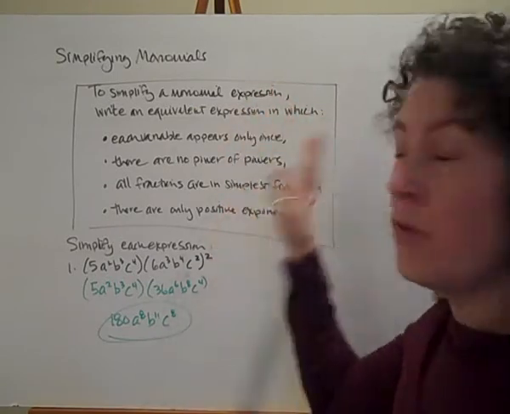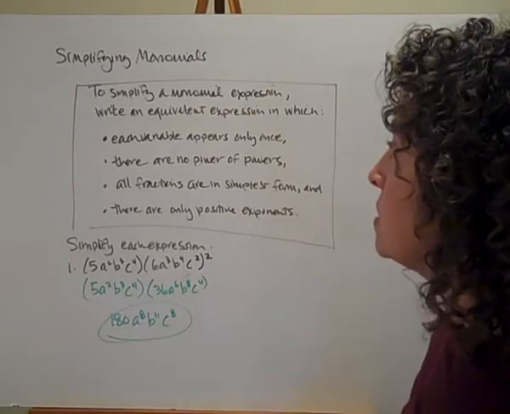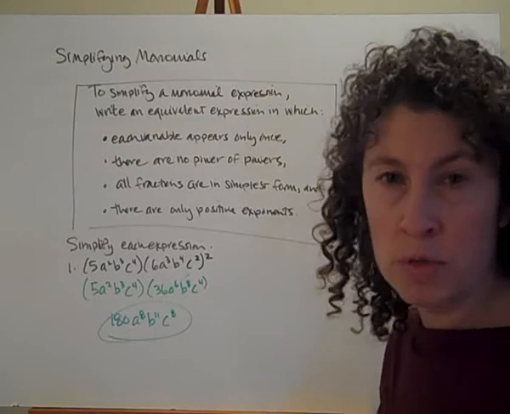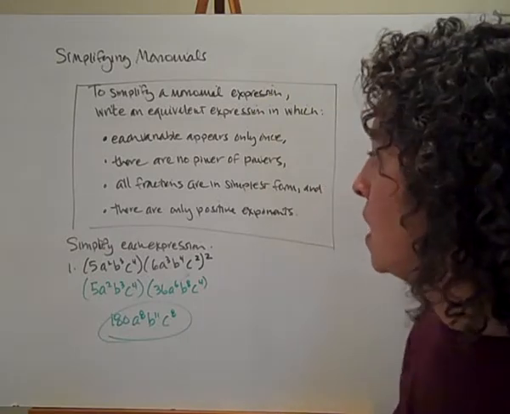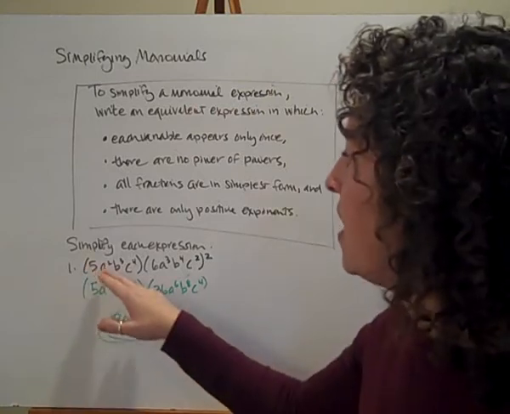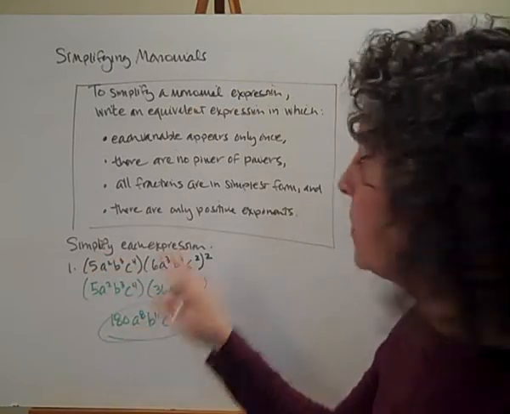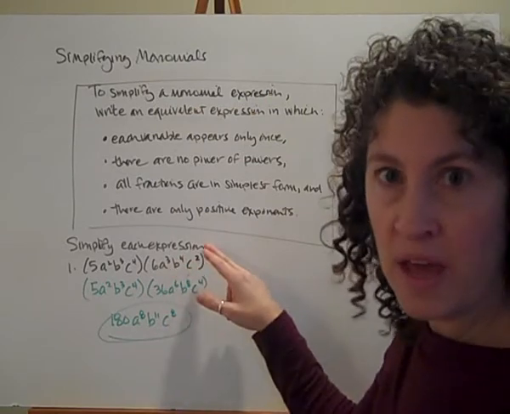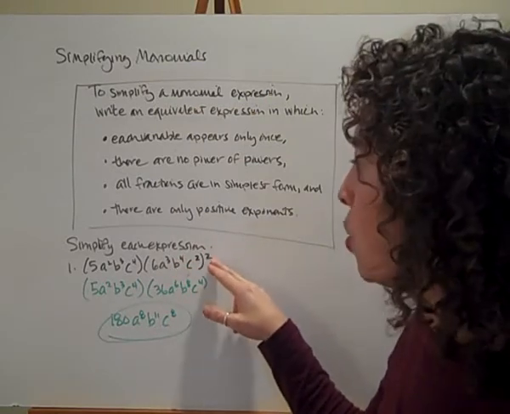So we've got our 4 rules here. Each variable appears only once. No powers of powers. Fractions are in simplest form, and no negative exponents. All right, let's get complicated. We're going to simplify each of these expressions. I've got 5a squared b cubed c to the 4th, and I'm going to multiply that times 6a cubed b to the 4th c to the 2nd, and all of that last monomial is squared.